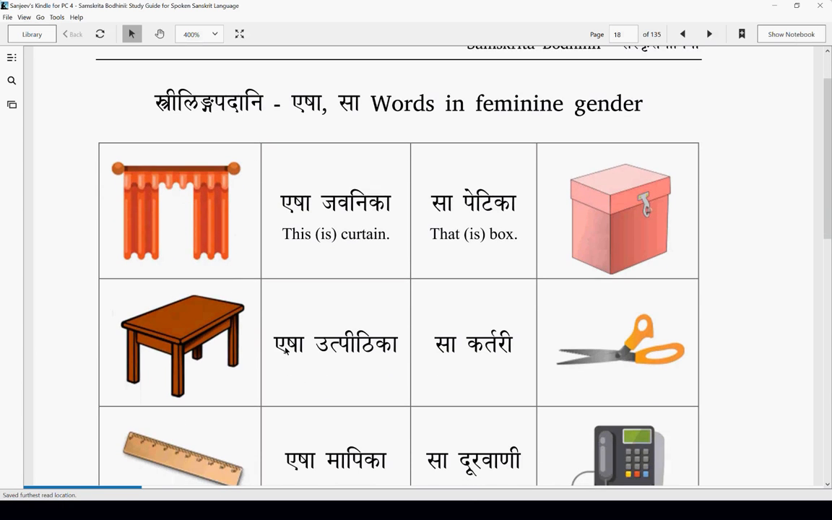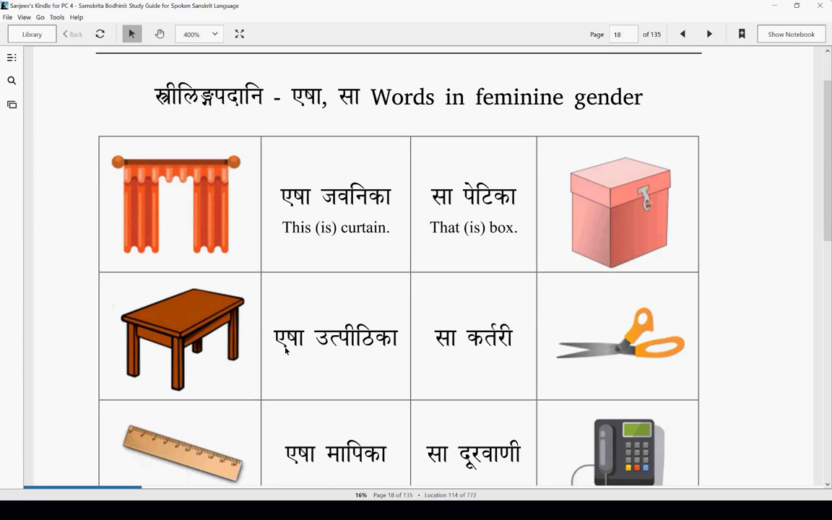So we also looked at this Strilinga Padani like Esha, Sa. Esha is used.